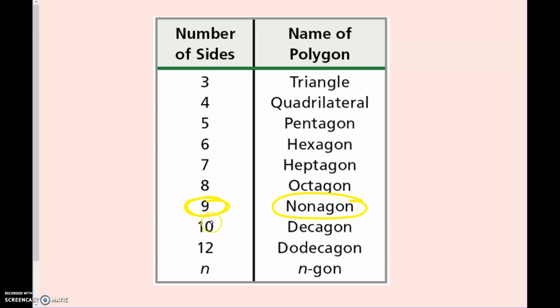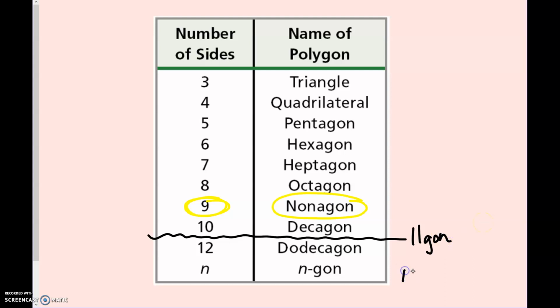Okay, and a 9 and a 10, they do not. Notice how they skip 11 in here? There's no special name for an 11-sided polygon, but we do have a special name for a 12-sided, and that's called a dodecagon. So if we're going to talk about the 11-sided, we would just call it by name, and we would call it an 11gon.